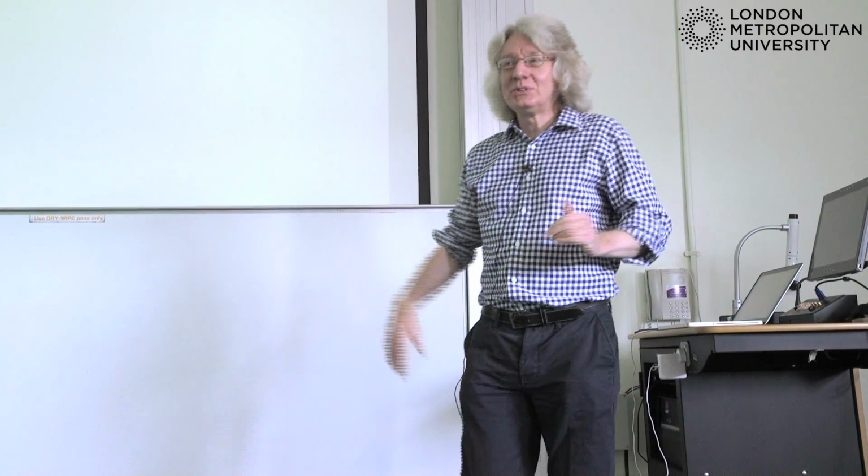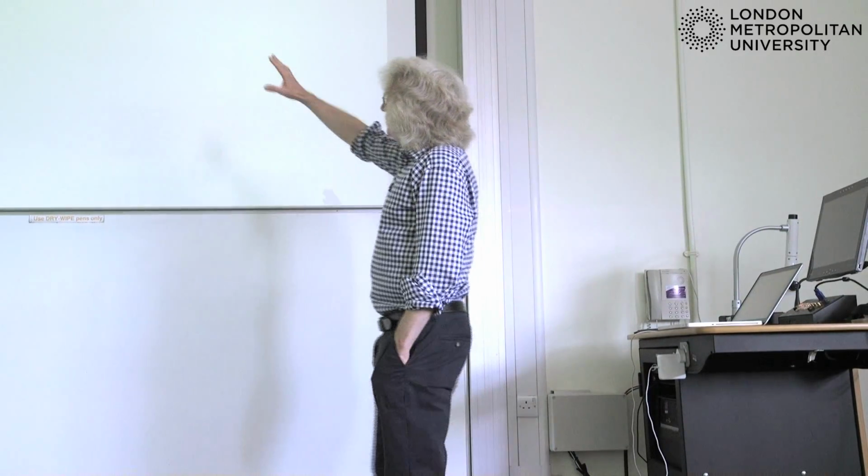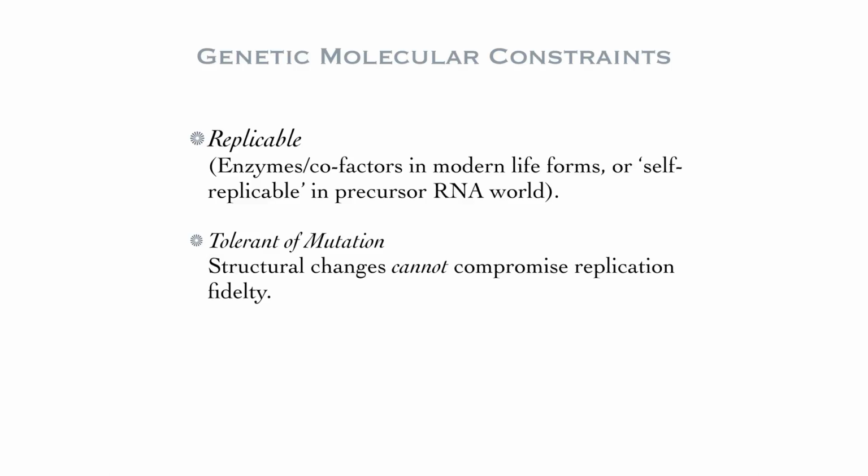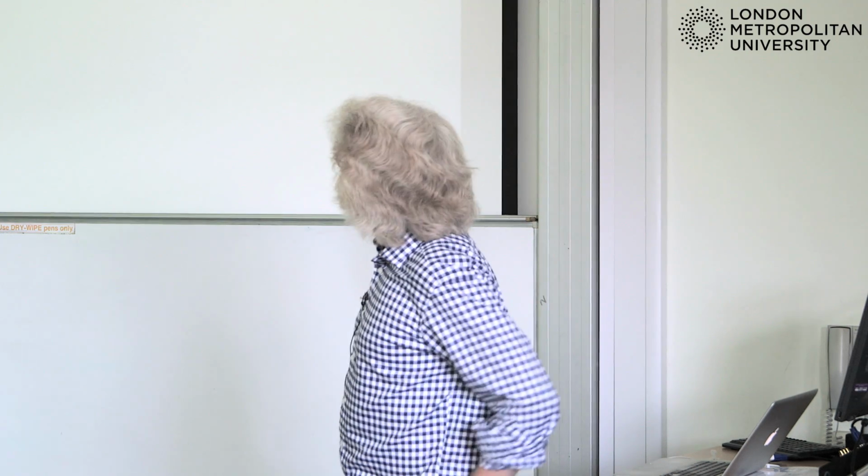There's a lot of evidence for that, the RNA world. We see it all around us. I'm not going to go into that in detail in this talk, but I'm happy to answer questions about that afterwards. But essentially, a genetic molecule must be easy to replicate. And it must tolerate mutation. Any structural change, say if you swap an A for a G, or a T for a U, T for a C, that cannot compromise replication fidelity.